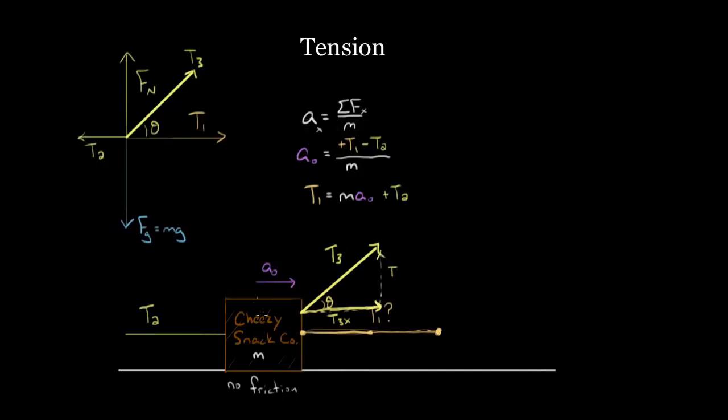It'll only affect the vertical acceleration and maybe any forces that are exerted vertically. So I'll call this T3y. How do I find T3x? I have to use trigonometry. The way you find components of these vectors is always trigonometry.